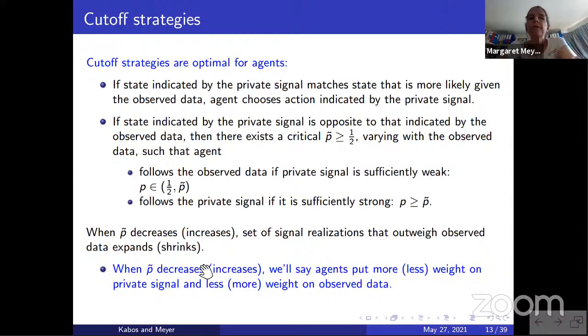Now, my terminology is going to be the following. When the cutoff that's used, P tilde, decreases, so moves toward a half, the set of signal realizations that outweigh the observed data expands. And when P tilde decreases, we'll say that the agents are putting more weight on their private signal and less weight on the observed data. So P tilde moving towards a half means that the private signal will outweigh the data more frequently, and I'll refer to that as putting more weight on the private signal and correspondingly less weight on the observed data. The opposite change, P tilde increasing, corresponds to agents putting less weight on their private signal and more weight on the observed data.